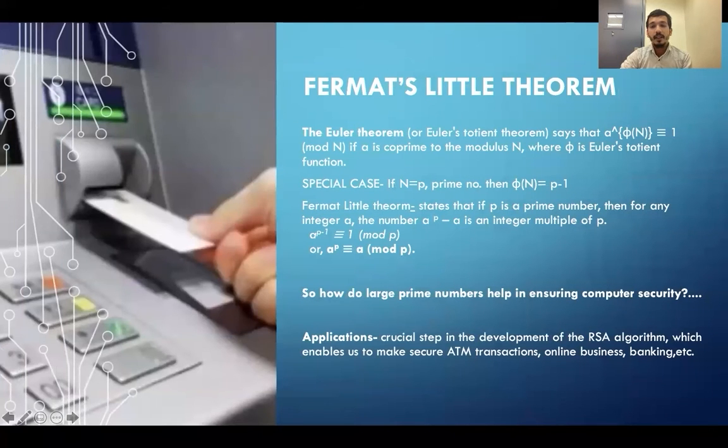Fermat's little theorem. Well, it is a special case of Euler's theorem. If we take over here n equal to p, then phi of n can be written as p minus 1. Fermat's little theorem states that if p is a prime number, then for any integer a, the number a^p minus a is an integer multiple of p. Here we get a^(p-1) congruent to 1 mod p. If we multiply this equation by a, we get a^p congruent to a mod p. So how do large prime numbers help in ensuring computer security? This is a question.